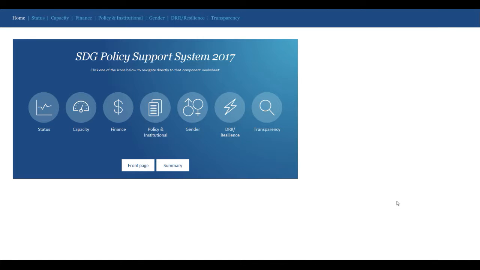I'm going to very briefly introduce the structure of the PSS with regard to the components that are used. This is the home page, and you can see that we have status, capacity, finance, policy and institutional strengthening, gender mainstreaming, DRR, which is disaster risk reduction and resilience, and transparency. These are the components that experience shows are policy critical. That is, when we're talking about Sustainable Development Goal 6, we really need to make achievements across all of these different components in order to make real progress against targets and indicators.